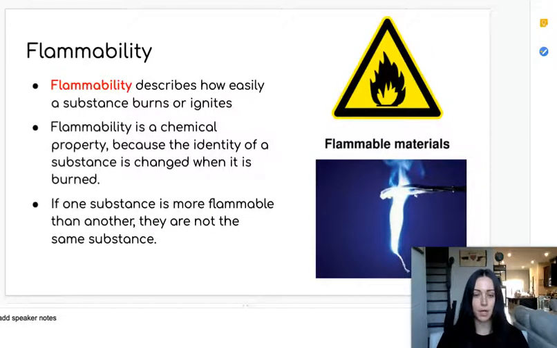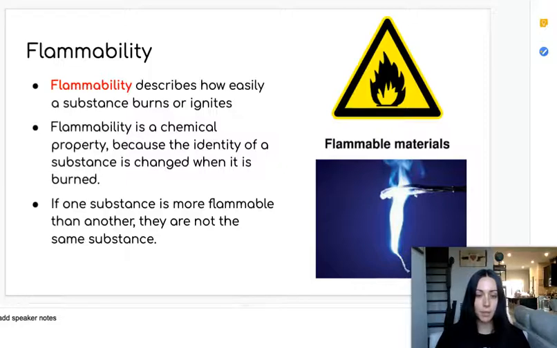The next property we'll talk about is flammability. Flammability is the property that describes how easily a substance will burn or ignite. Ignite simply meaning catch on fire. Flammability is the one chemical property that we will discuss in this unit. It is a chemical property because the identity of the substance is changed when something is burned. And in order to test for flammability, you need to burn it, light it on fire.